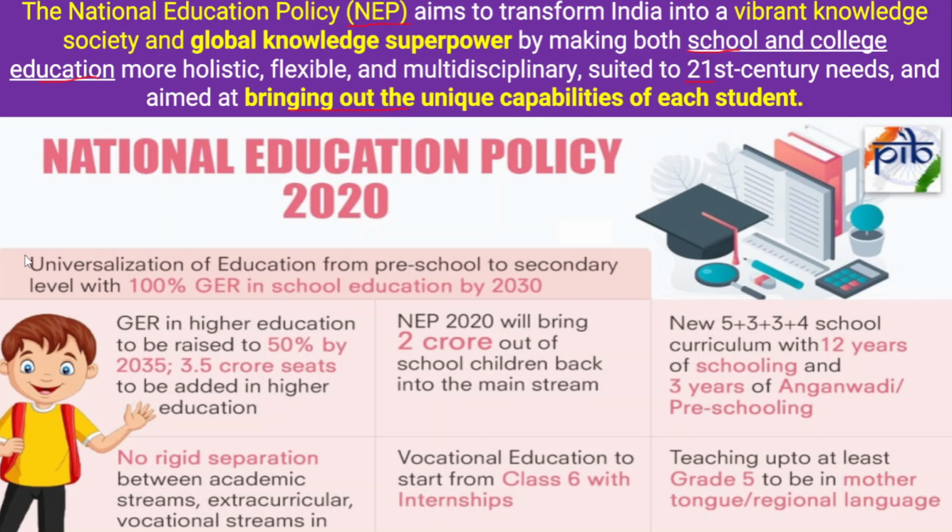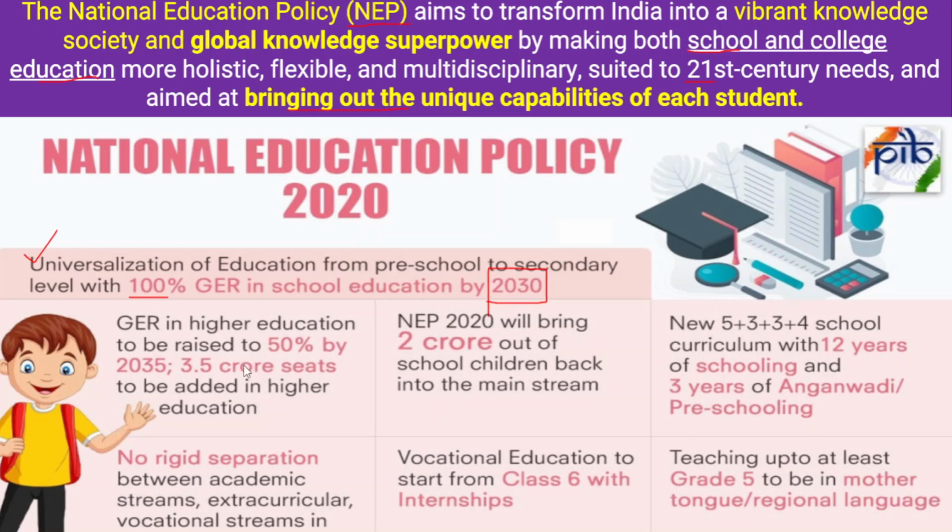The first major objective of the National Education Policy is universalization of education from preschool to the secondary level. Universalization generally means achieving 100% gross enrollment ratio in school education. So there will be no dropouts and no children who are out of school. We have also set a target year, and this should be achieved by the year 2030. So this is the first important provision.